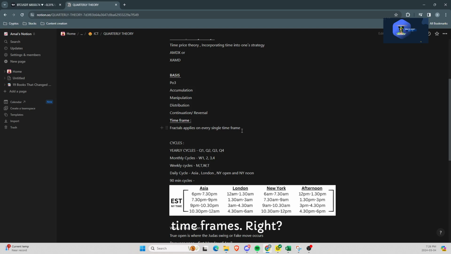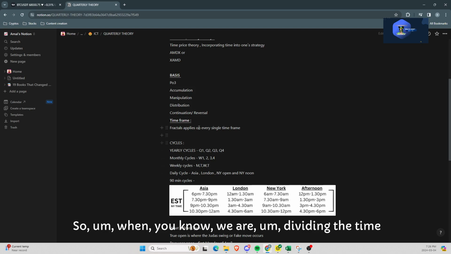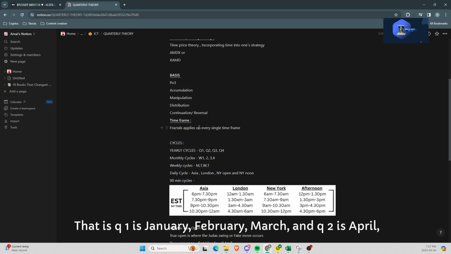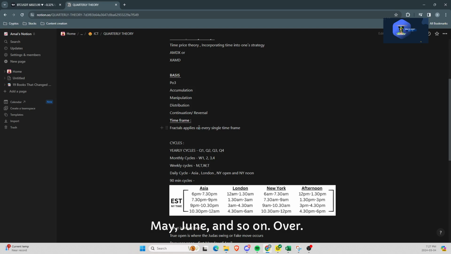time frames, right? So we are dividing the time into four quarters: Q1, Q2, Q3, and Q4. Generally, in a financial year, you have Q1, Q2, Q3, and Q4. Q1 is January, February, March, and Q2 is April, May, June, and so on. That's how we divide the financial year, right?